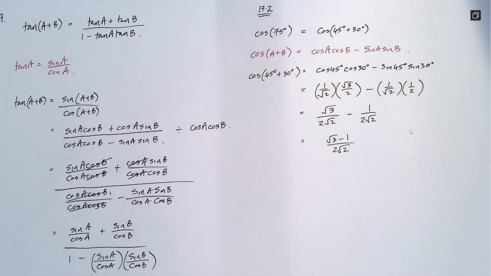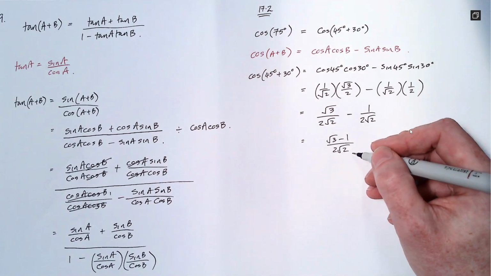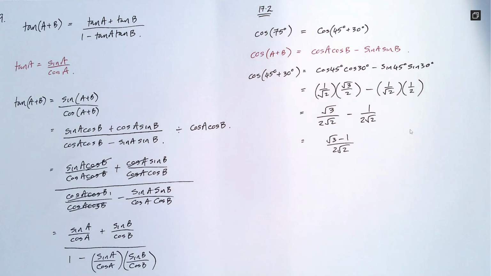How would you simplify it? You would multiply the top and the bottom by square root 2, but that is fine as it is.